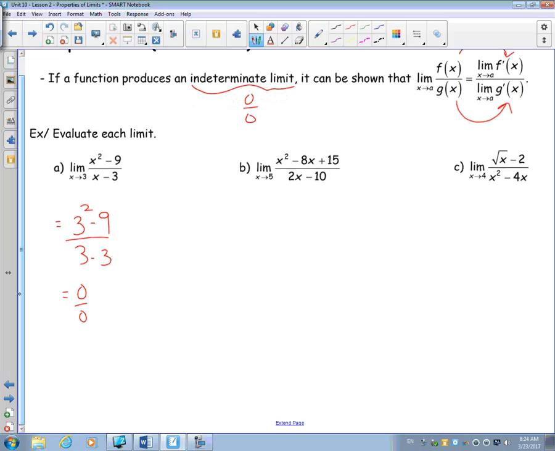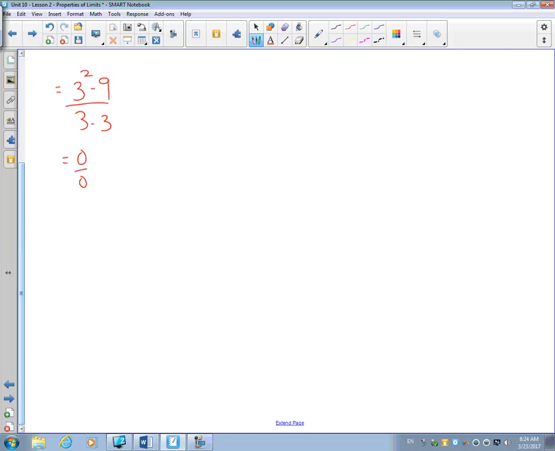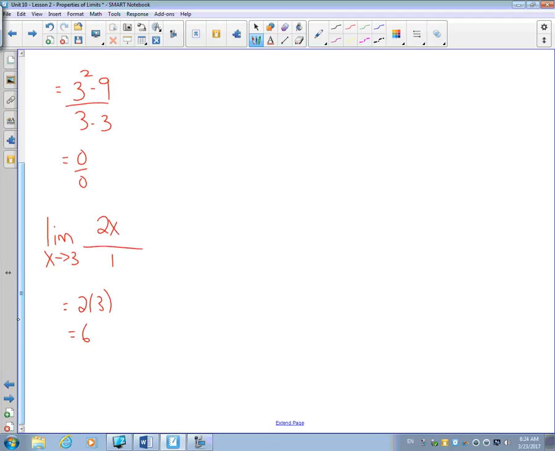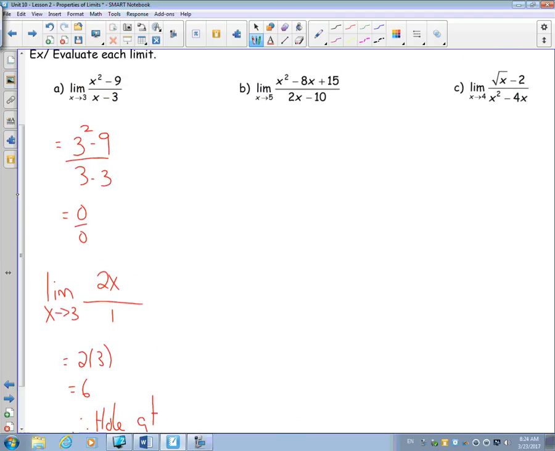Well, rather than trying to factor, and I could, there's nothing wrong with factoring. If you like factoring, do factoring. But rather than doing that, why don't we do the limit of x approaching 3 of the derivative? Derivative of the top is 2x, derivative of the bottom is 1. Let's see what happens now. 2 times 3, 6. That was much faster. What have I proven? I've proven there's a hole, because I got 0 over 0, at 3 and 6. I think that's pretty quick, especially if you get to messy ones, which we'll get to in a second. Anyway, try the next one.